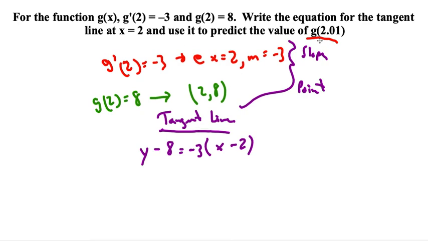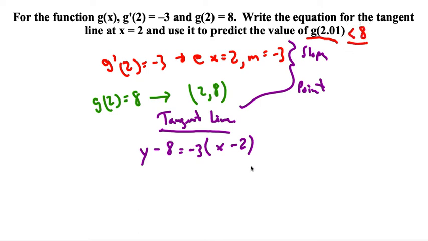So is 2.01 really close to 2? You bet, a little bit farther. Prediction at x equals 2, y is equal to 8. And the slope is negative 3. So what we would expect is the function would get smaller. That is, we would expect g of 2.01 to be something that is less than 8.